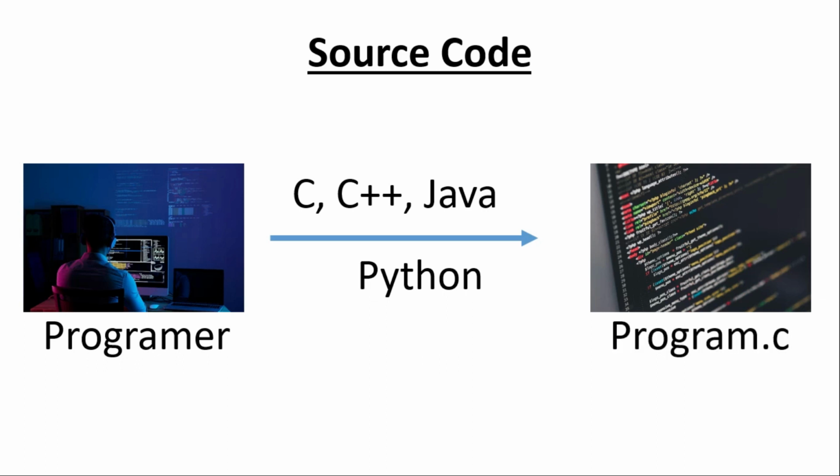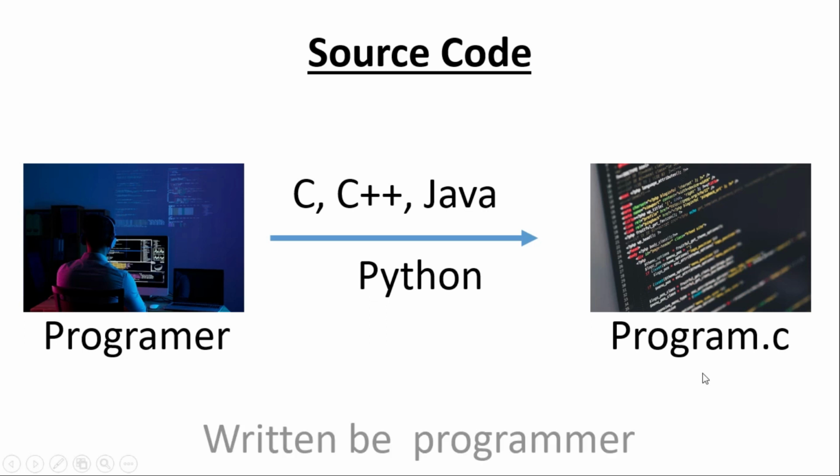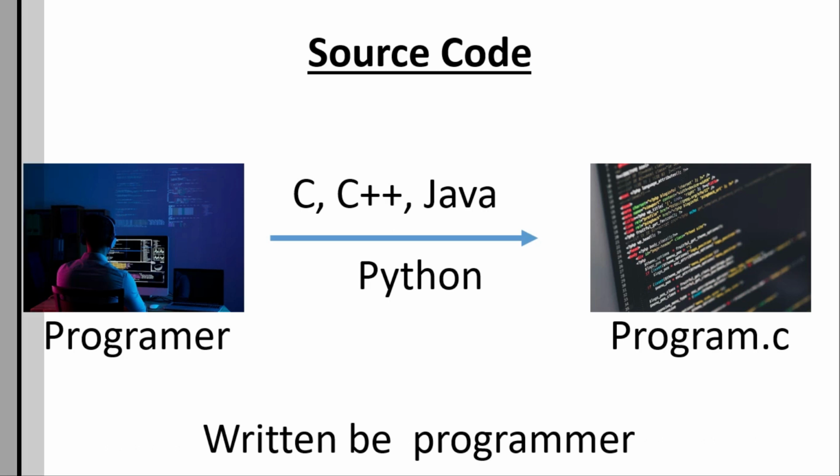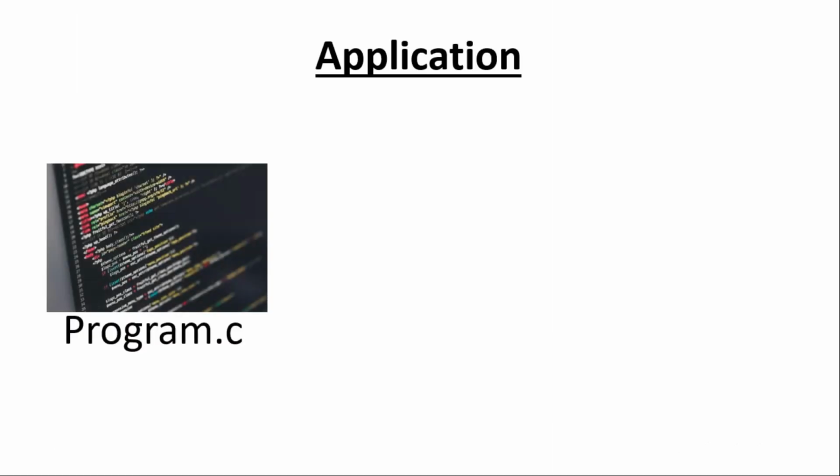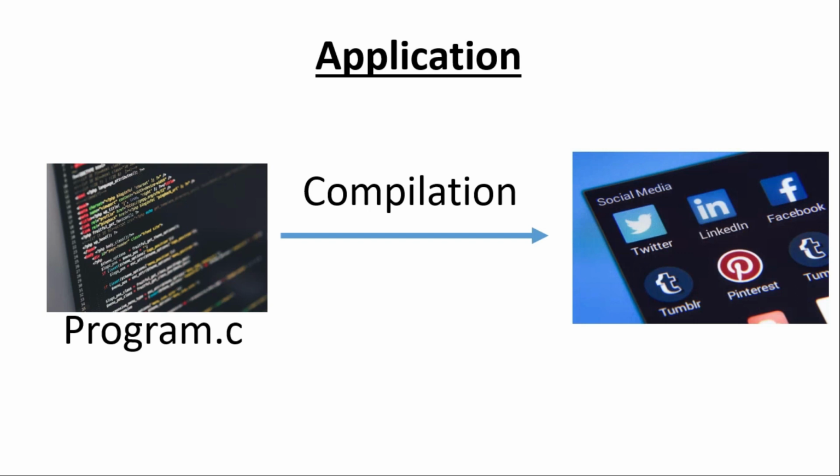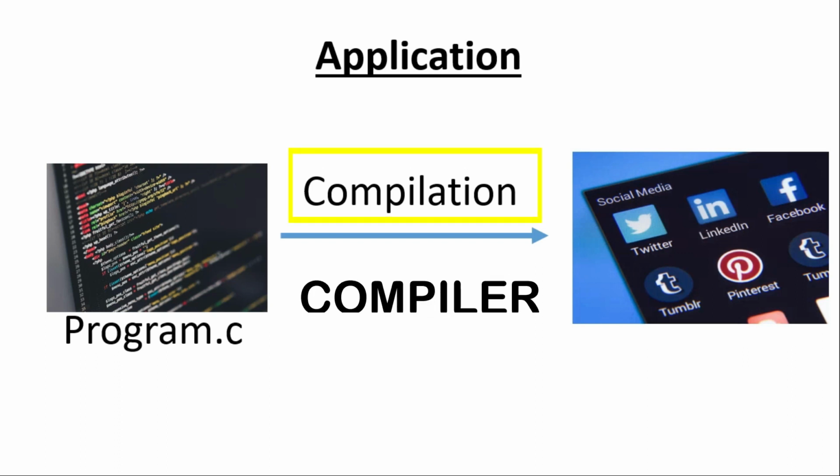Hence we can say that a source code is a file that is written by a programmer which has a .c extension, but this file cannot be made to run on any system. Hence a source code is useless for the end users and it is not given to end users. Once a source code has been written, then from this source code, the software engineers produce an application that can be made to run on computers. The process of converting a source code to an application is known as compilation, and the software that makes this thing happen is known as a compiler.